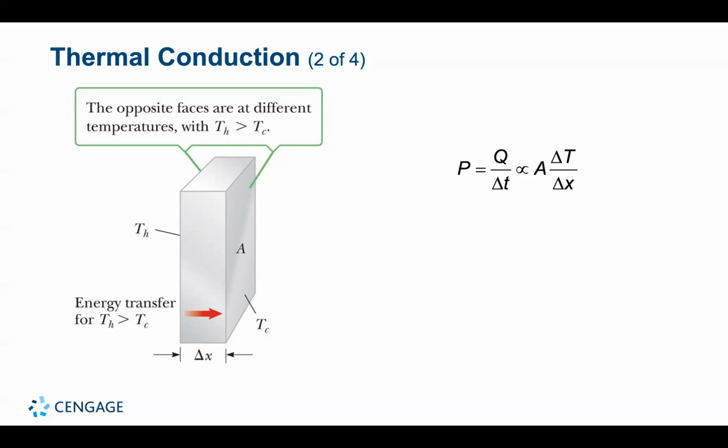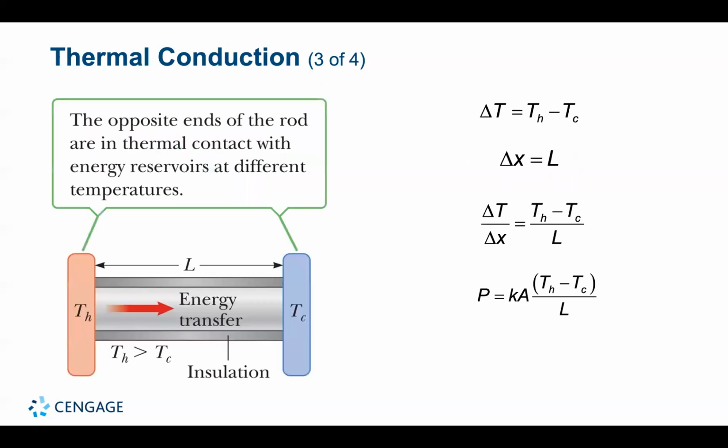Where TH is greater than TC, as you can see in the figure, the slab allows energy to transfer from the region of the higher temperature to the region of the lower temperature by thermal conduction. The rate of thermal transfer P is proportional to the cross-sectional area of the slab and the temperature difference, and is inversely proportional to the thickness of the slab. Note that P has units of watts, where Q is in joules and delta T is in seconds.